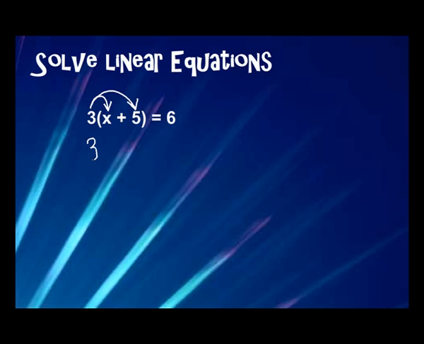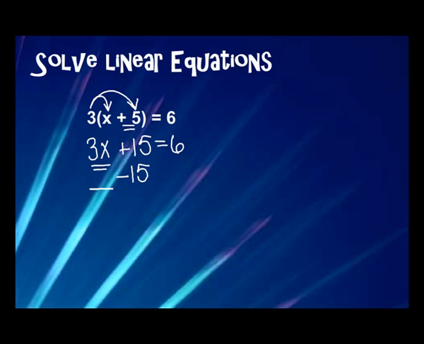So 3 times x is 3x. 3 times a positive 5 is a positive 15 equals 6. Now I want to get 3x by himself. So I look, I have a positive 15. I do the opposite of what I see. So I'm going to subtract 15.